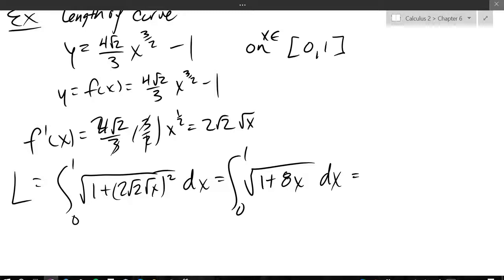It is a square root. However, the second term is not x squared, so I don't actually need a trig sub on this one. How do I solve this? Algebra won't save you. There's really no algebra to do here. U sub. It's basically u is 1 plus 8x, so du is 8 dx. So it's a pretty straightforward u sub.